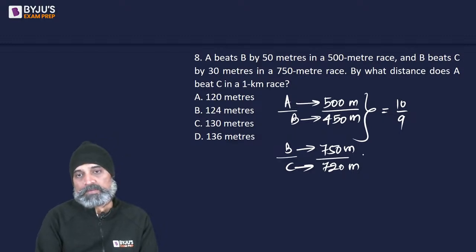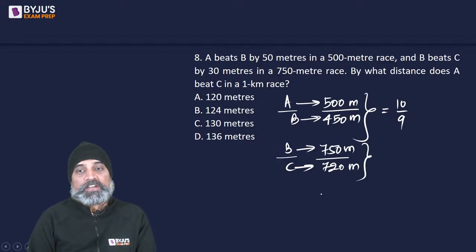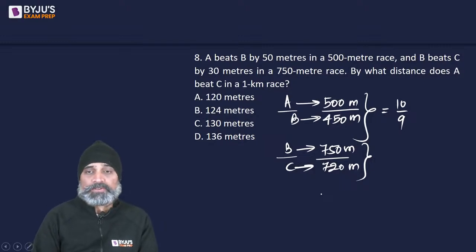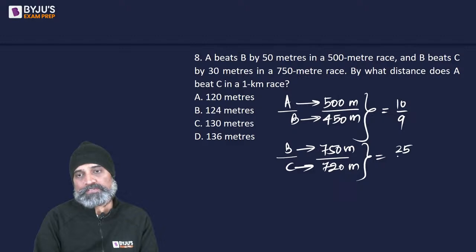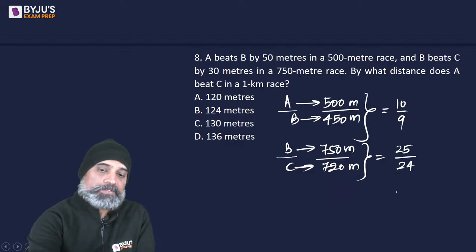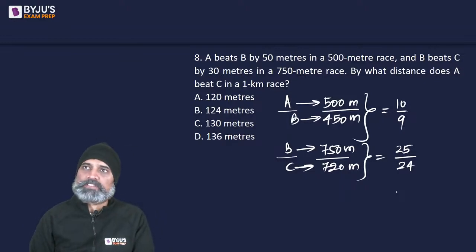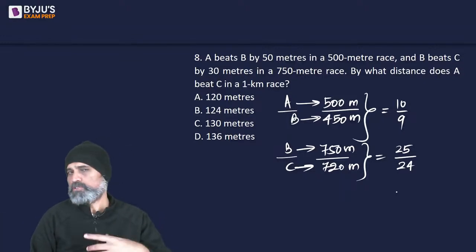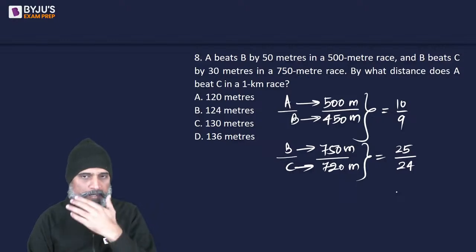So again, I will simplify this. 750 and 720, they both are divisible by 3 and 3 only. So this results in 25 and this will become 24. Now, common sense, nothing to do with ratios, fractions, algebra, TSD.